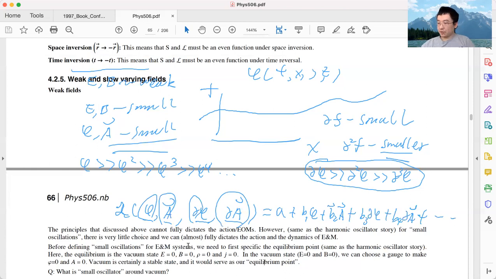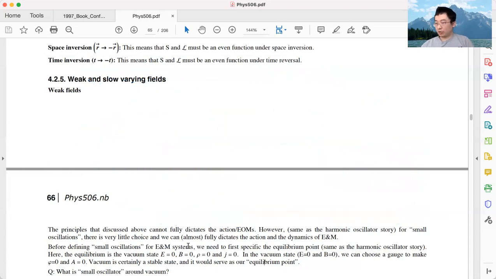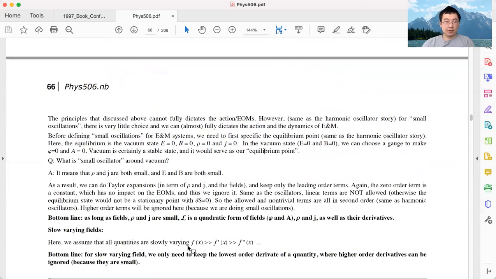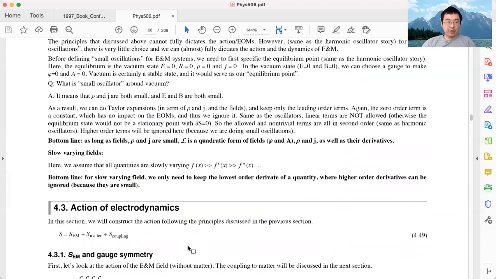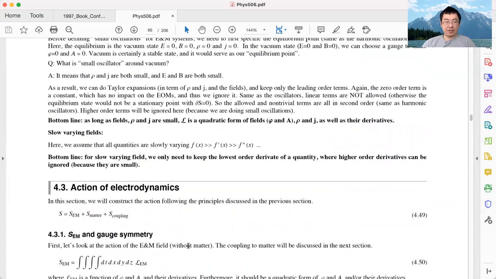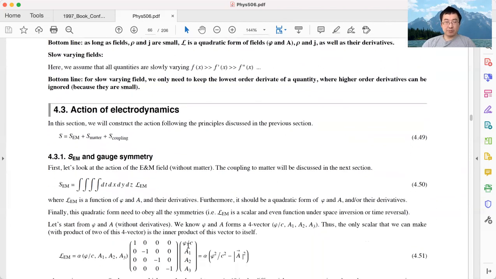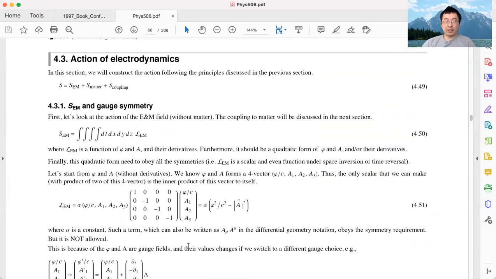Okay, so that's the weak field and the slow varying approximation. That's pretty much all the basic principles that we need. And then we can apply these basic principles to try to write down the action for EM, for electrodynamics. As we know, it should contain three parts: the EM part, the matter part, and the coupling part. So let's first start from the EM part.